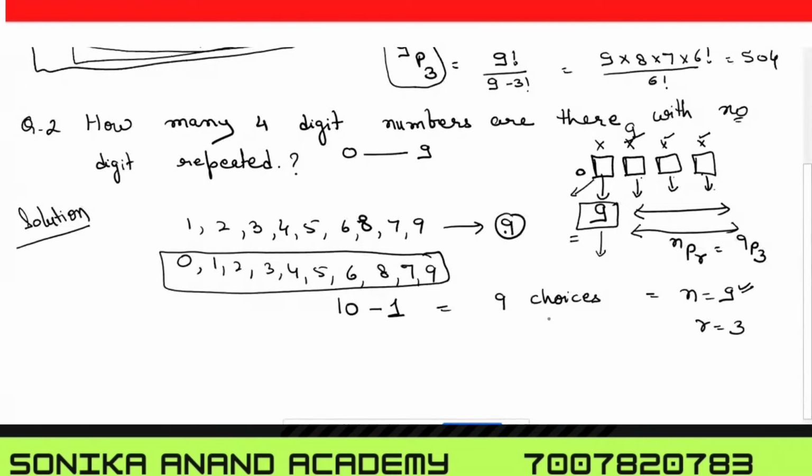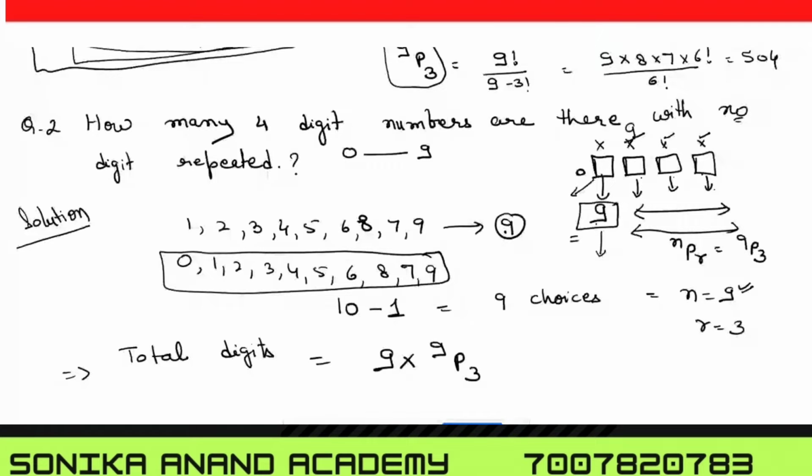Now in permutations, we have to multiply. So total digits is equal to, in the starting we have 9 choices into 9P3. Do you understand it or not? No, ma'am. We cannot multiply.